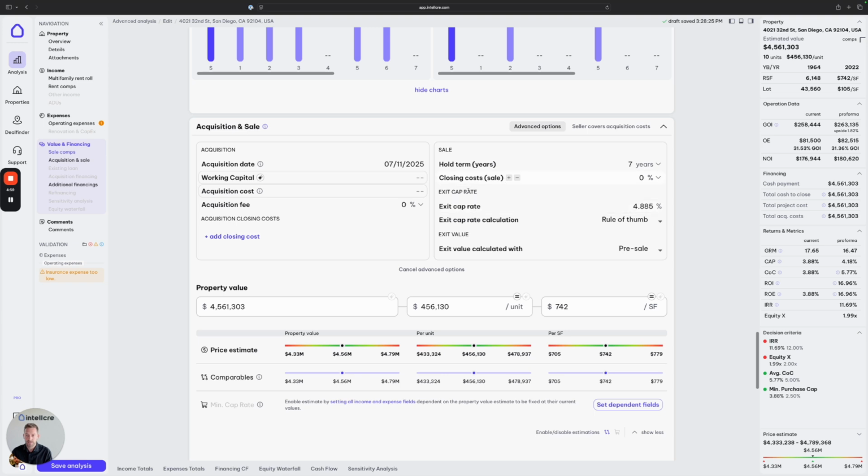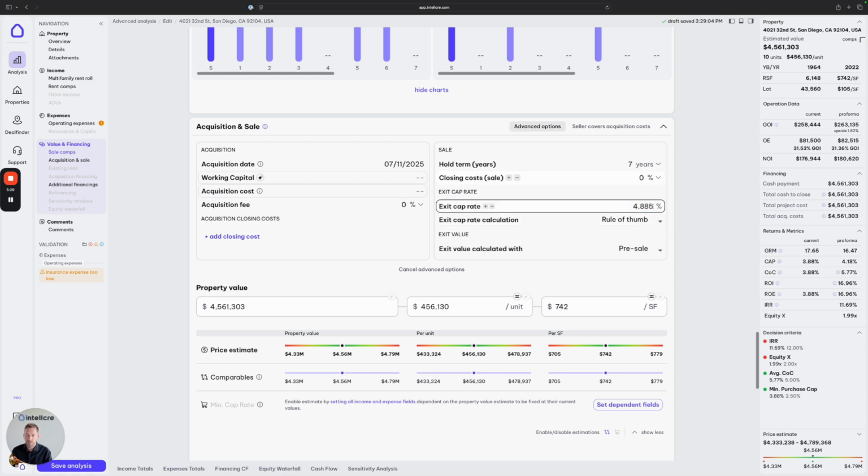And we also have assumptions around the exit cap rate, which is very important for investors, probably the single most important assumption that we're making. Basically, what the exit cap rate is going to be for this deal, 7 years down the road or 5 years down the road.